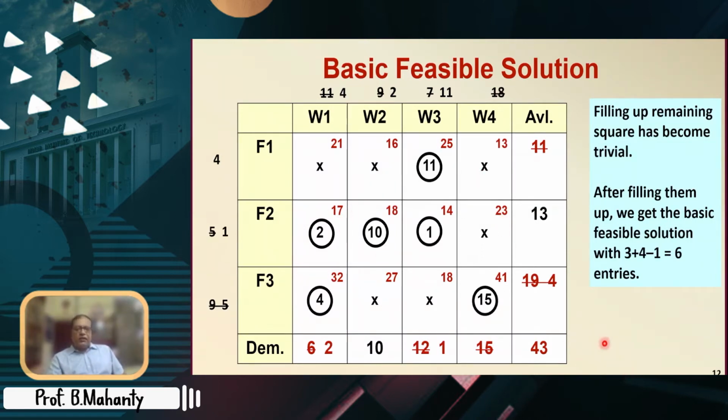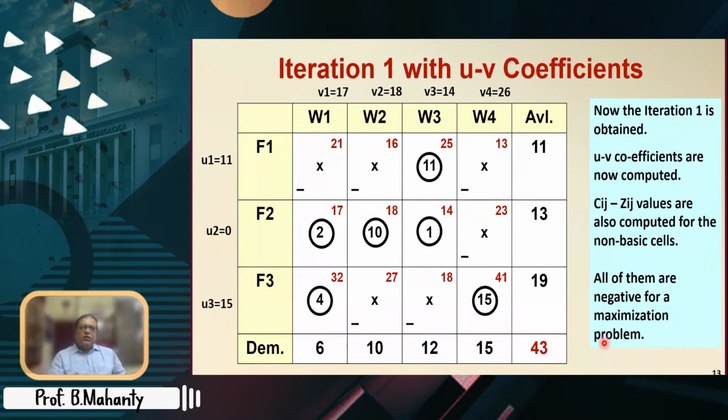Now, after this first part is done, we have to begin our transportation algorithm by the UV method, and we have to compute the Cij minus Zij values. So here are the UVs. Assume we put U2 equal to 0 in this. Let's take the pen. So let us put this 0. So when we put this 0, then we can compute this 17. We can compute this 18.